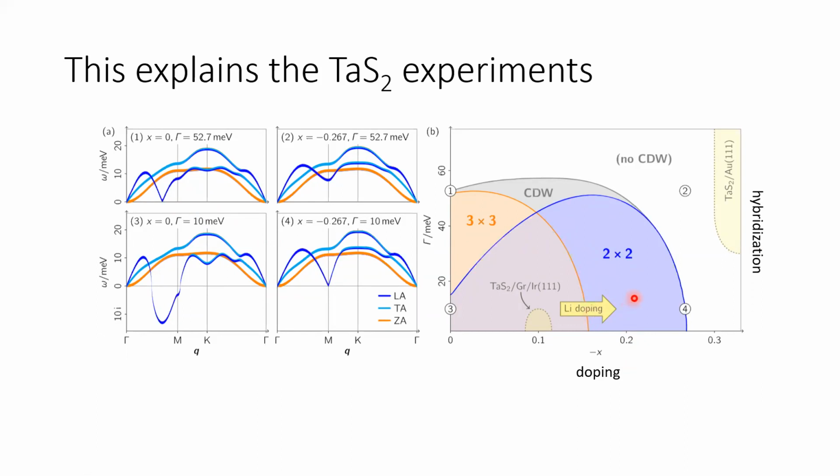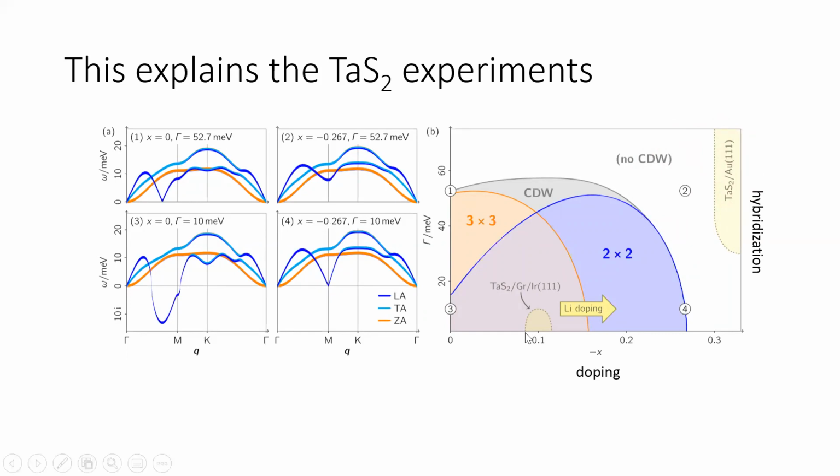And finally, if we have both doping and hybridization, or if we have extremely strong hybridization, we find that the hybridization broadens the electronic state. This makes these low energy processes that lead to the charge density wave less efficient, and no charge density wave is left. And this is where the tantalum disulfide on gold experiment occurred, in this region of phase space.